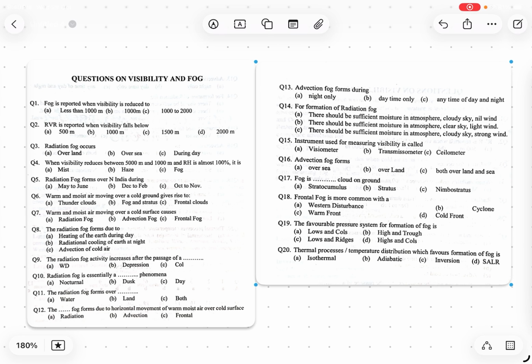Now these are the questions from IC Joshi on visibility and fog. You can take a screenshot and attempt these questions. Let me know if you have any doubts. So we're done with the chapter.